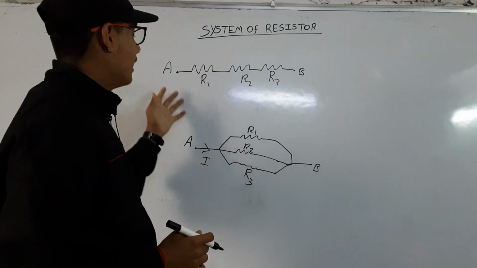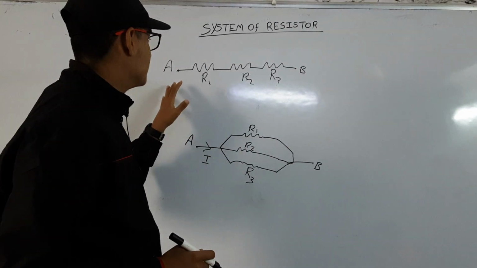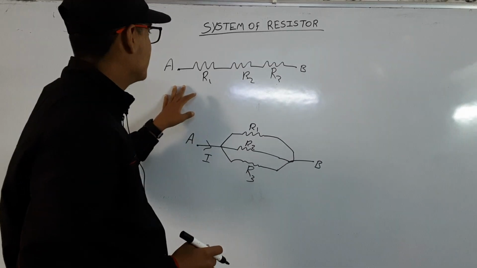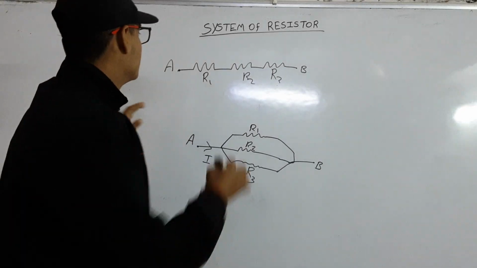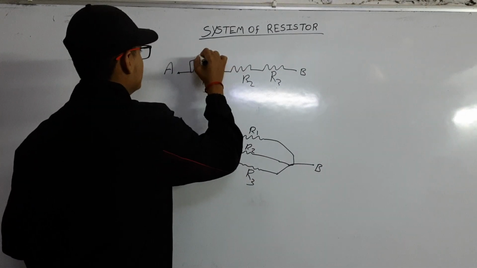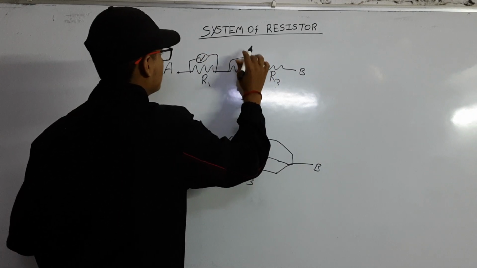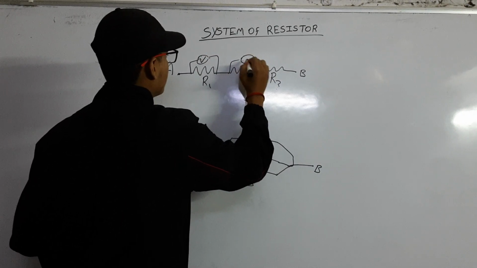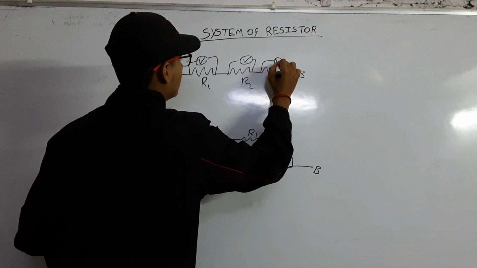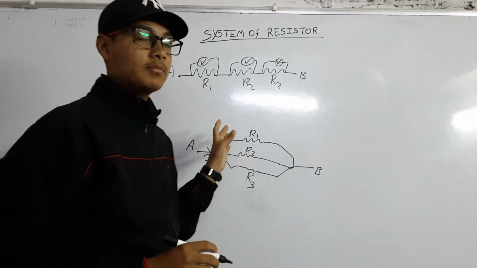Now what happened in R1? I remains the same, that is current remains the same, but the voltage here changes across them. So to measure the voltage, we can put a voltmeter in each of them. This will help us to know what voltage is across them.